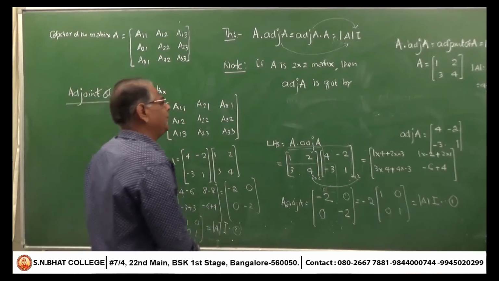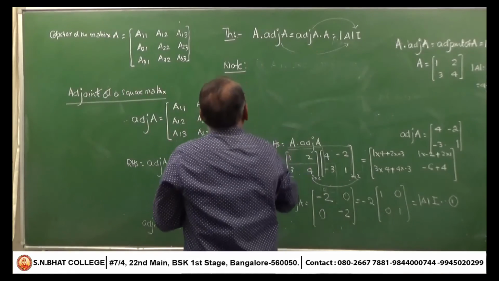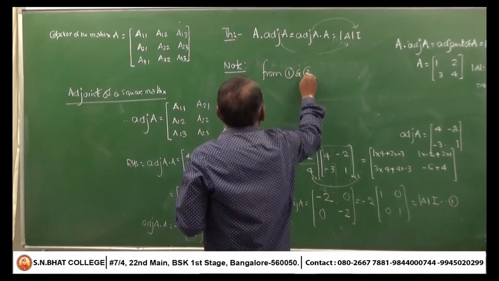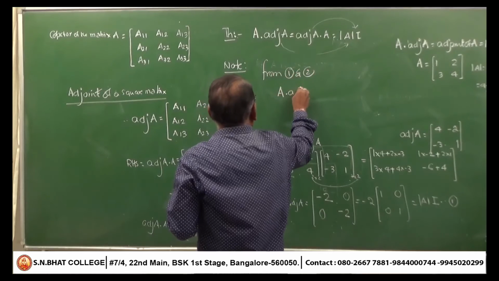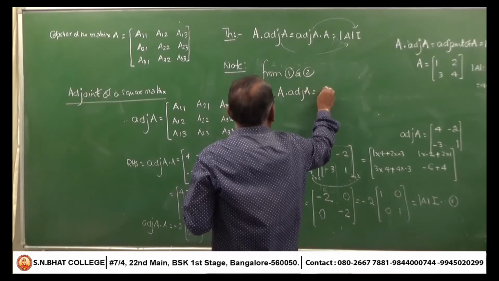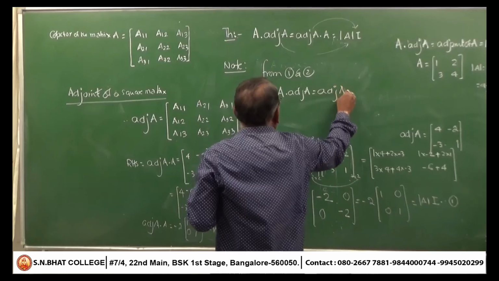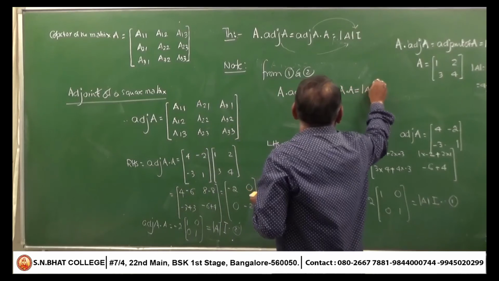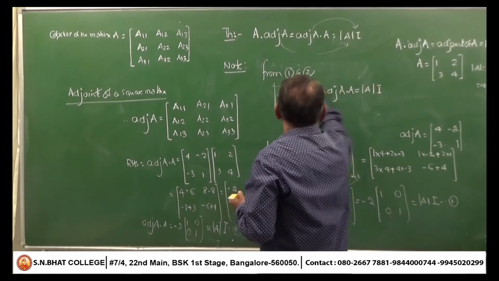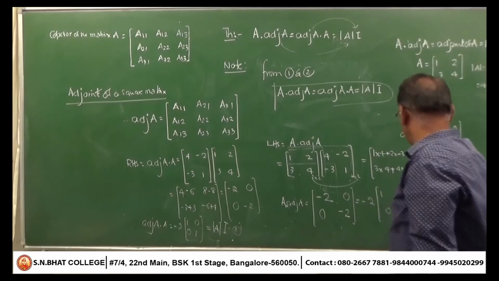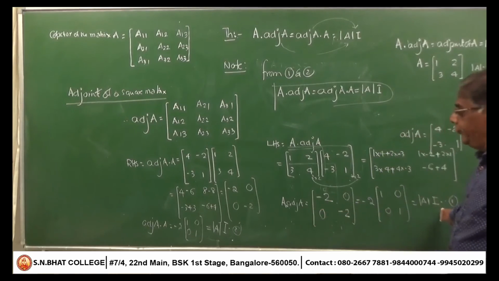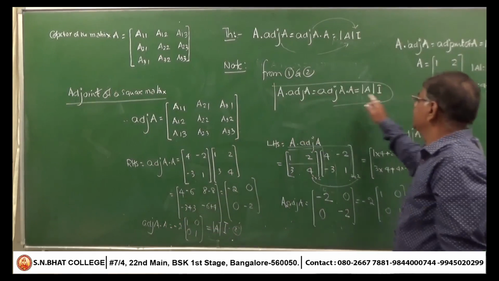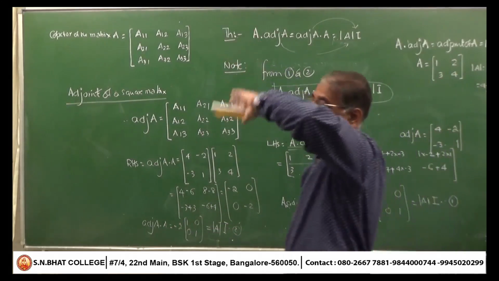Equation 2. From 1 and 2, A into adjoint of A is equal to adjoint of A into A is equal to determinant of A into I. Here A into adjoint of A is determinant of A into I, and adjoint of A into A is determinant of A into I. Therefore, these two are equal. We will continue in the next class.